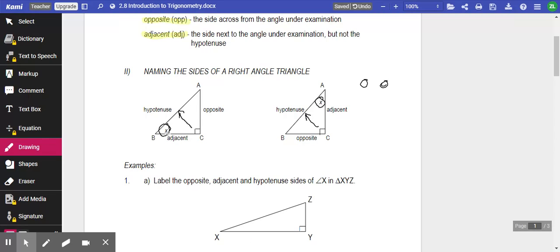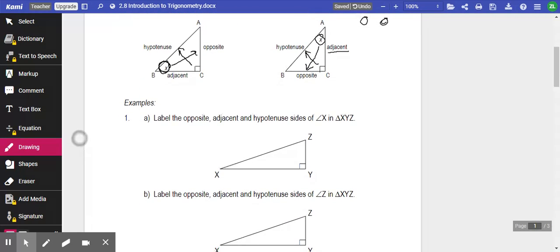So in the first example, the X marks our angle under investigation, and the side closest to it or beside it is the adjacent. The one furthest away or across from that is the opposite. Now, in the exact same triangle, we have a different angle under examination, and the side closest to it is the adjacent, and the one directly across, once again, is the opposite.